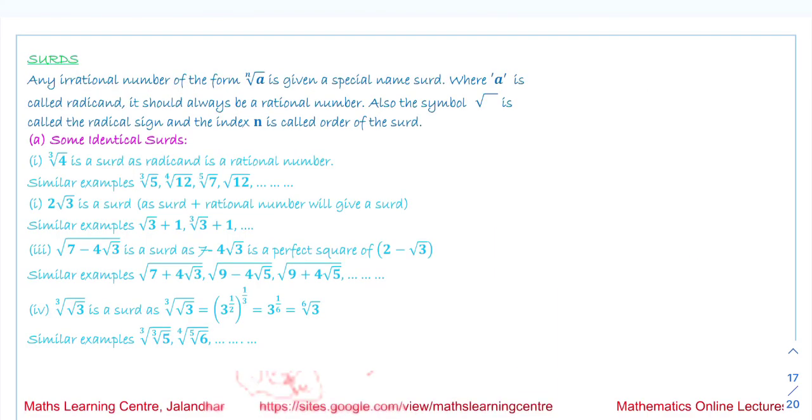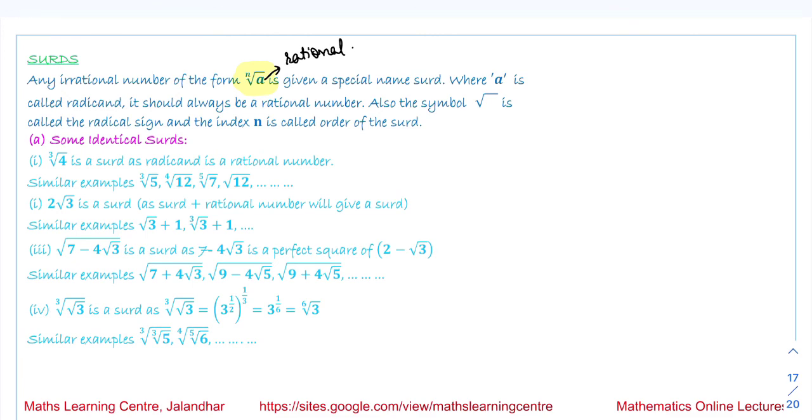Next we have a definition over here. This is not a direct part of your syllabus, but this is an interesting definition. It is the definition of a surd. So if any irrational number is given to us, and if that number can be written in the form of nth root of a, where a is some rational number, then that number is called a surd.